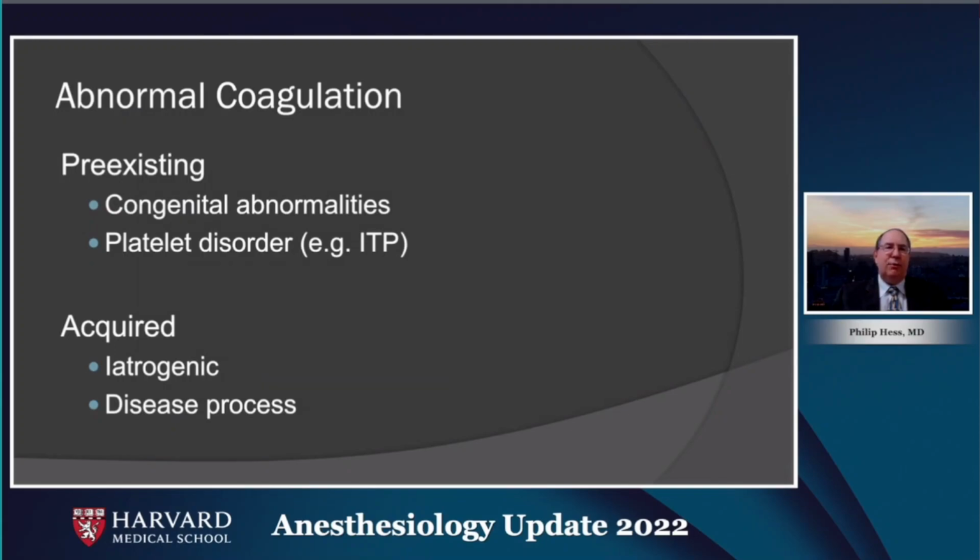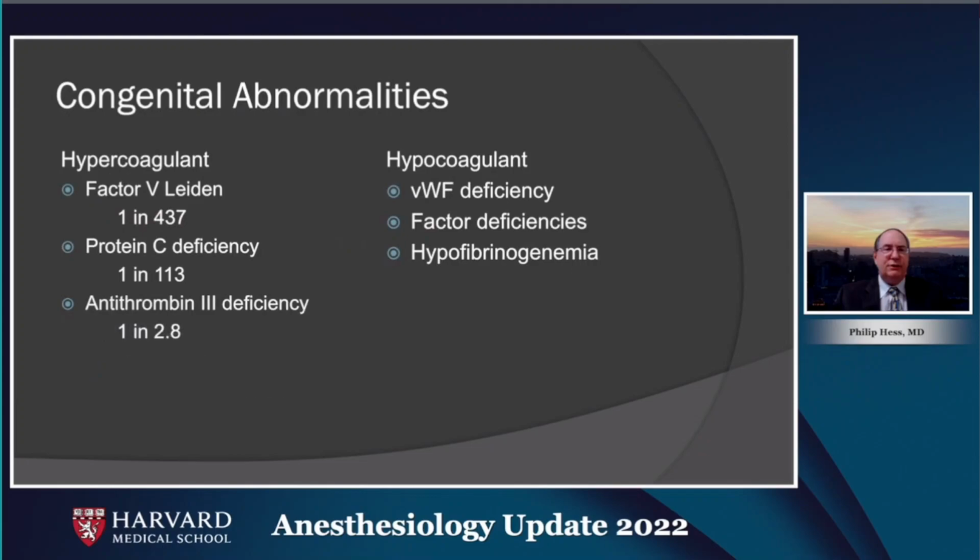We know there is abnormal coagulation, and that can either be pre-existing or acquired. Pre-existing can be congenital. Acquired can either be from a disease process or because we doctors have given medications. When we talk about congenital abnormalities, it can actually be both sides of the equation. We can have people who have factor deficiencies and are hypocoagulant, or we can have hypercoagulant people.